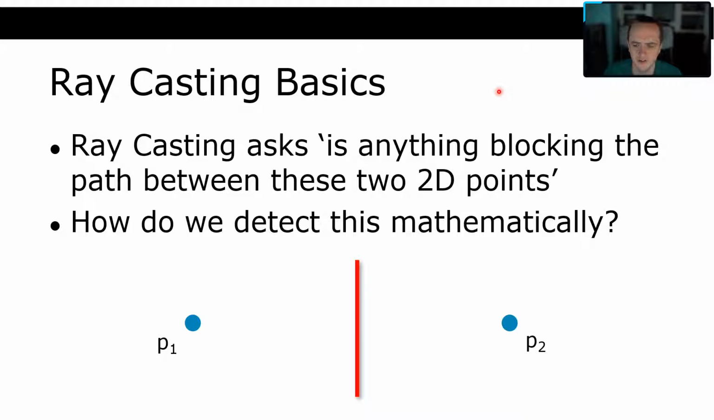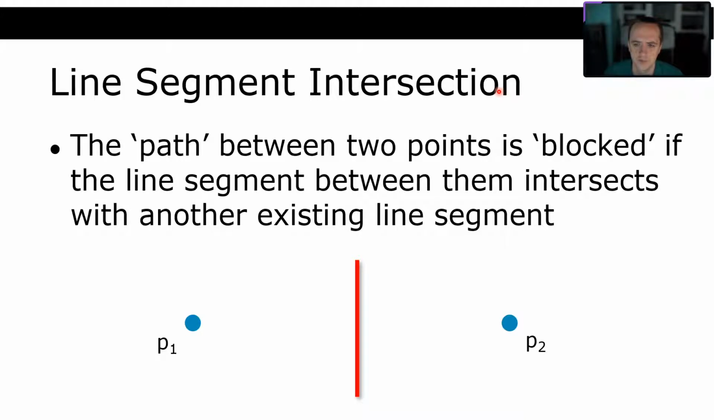So how do we detect this mathematically? Well, the path between 2 points is blocked if the line segment between these 2 points intersects with another existing line segment in the level geometry. So what that means is if we draw a line segment from point 1 to point 2 and that intersects with another line segment, then this would be considered blocked, okay?